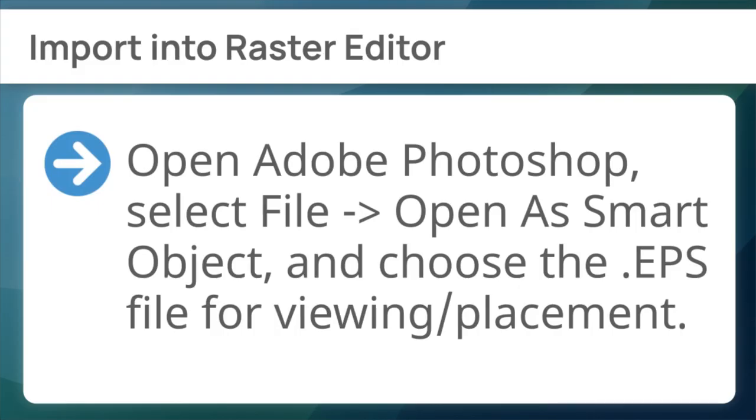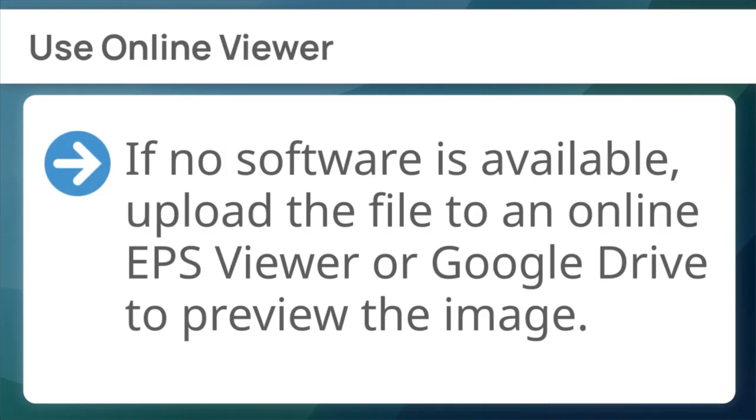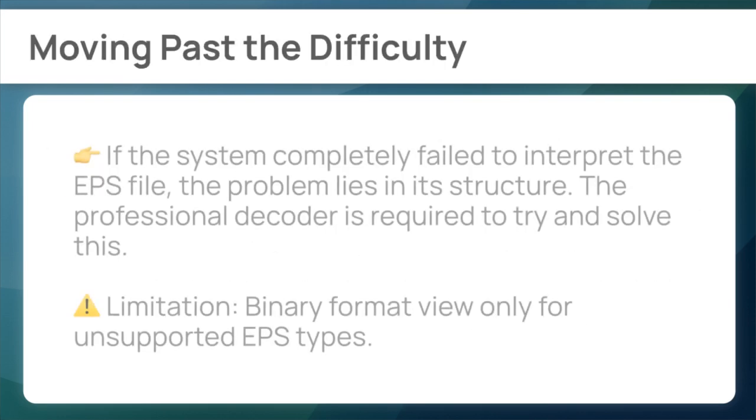Open Adobe Photoshop, select File. Open a Smart Object and choose the .eps file for viewing heart placement. Finally, use Online Viewer. If no software is available, upload the file to an online EPS viewer or Google Drive to preview the image.